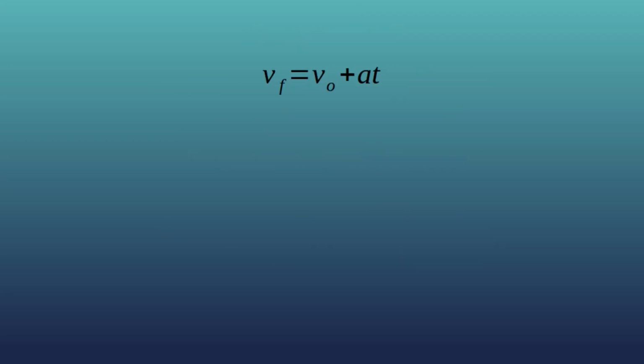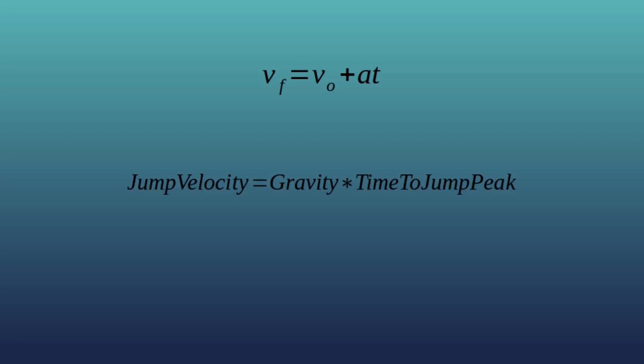The next equation that we can look at to work out our jump velocity is the velocity and acceleration equation. The above equation solves for final velocity of an object when it is undergoing a constant acceleration. This one is a little simpler to apply since we've worked out our gravity, we just need to substitute in the rest of our variables. Jump velocity equals gravity times time to jump peak. Okay, let's jump into Godot and apply these formulas.